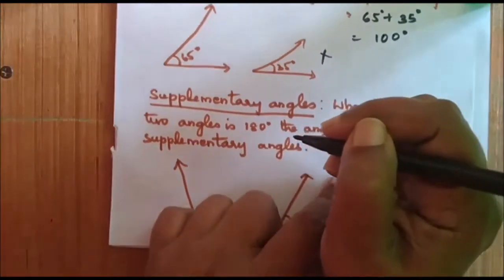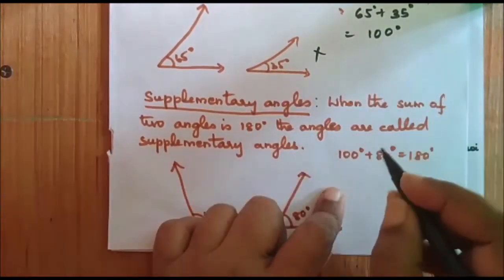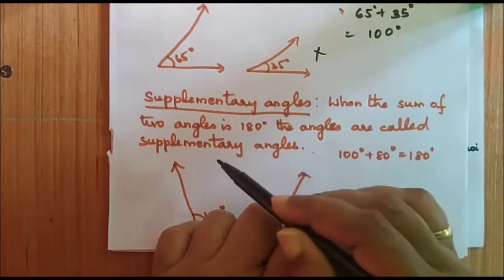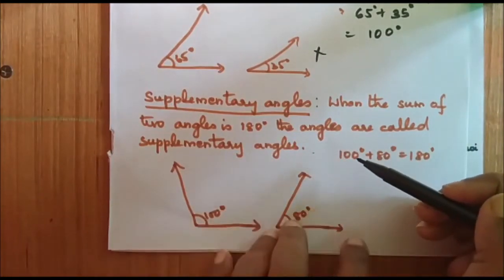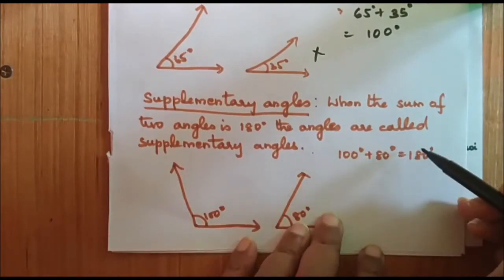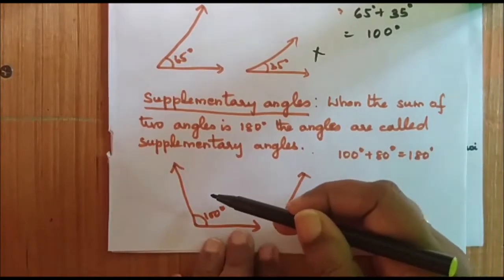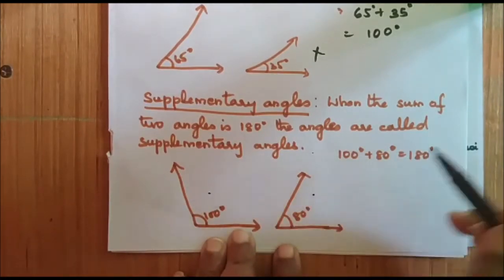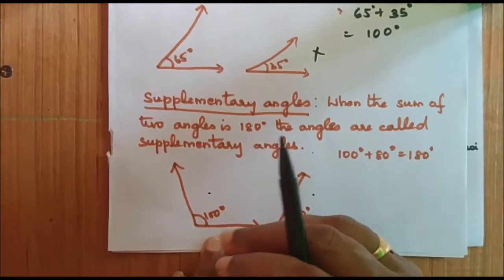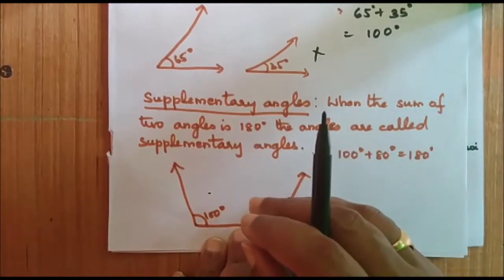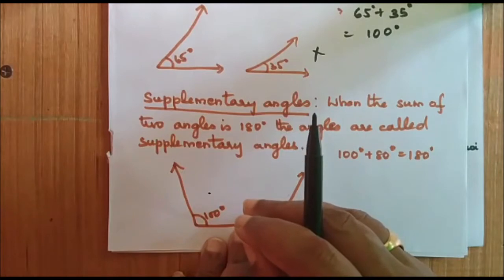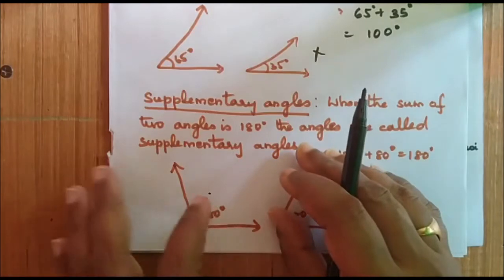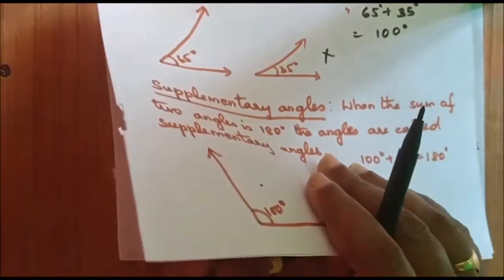Okay. Now we'll go to the next one, that is supplementary angles. When the sum of the two angles is 180 degrees, the angles are called supplementary angles. I have two angles here, 100 degrees and 80 degrees. Therefore, 100 plus 80 degrees is equal to 180 degrees. Therefore, the given two angles are supplementary angles, or we can say that both the angles are supplement to each other. Okay, I hope you understood this.